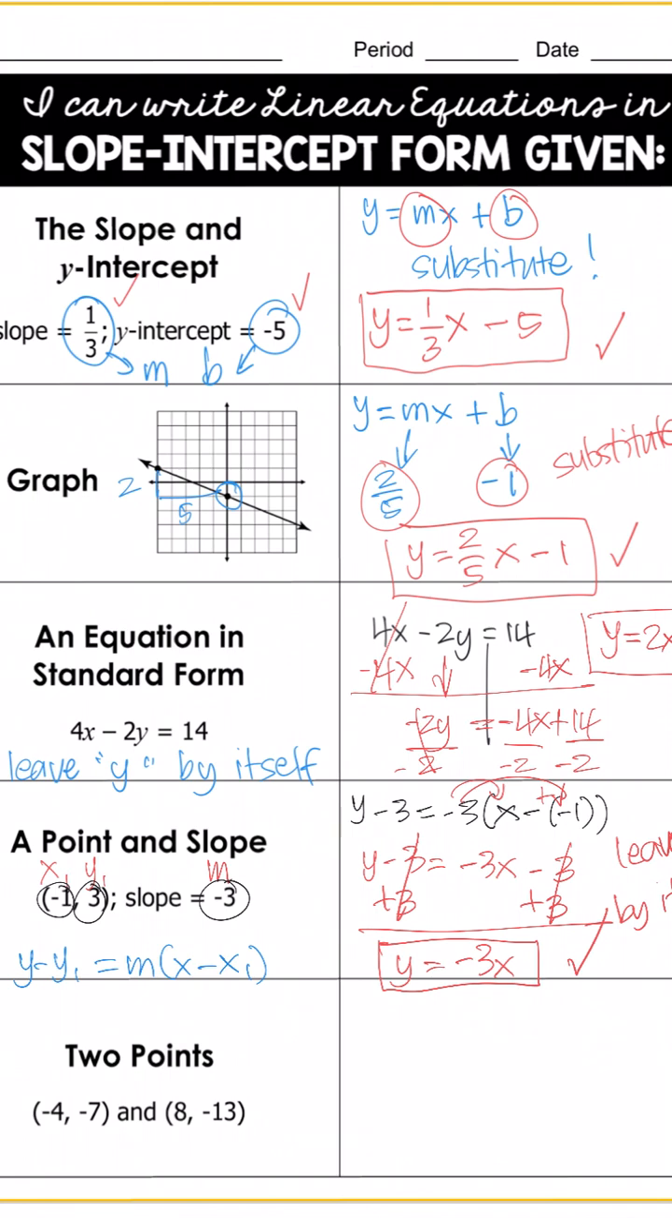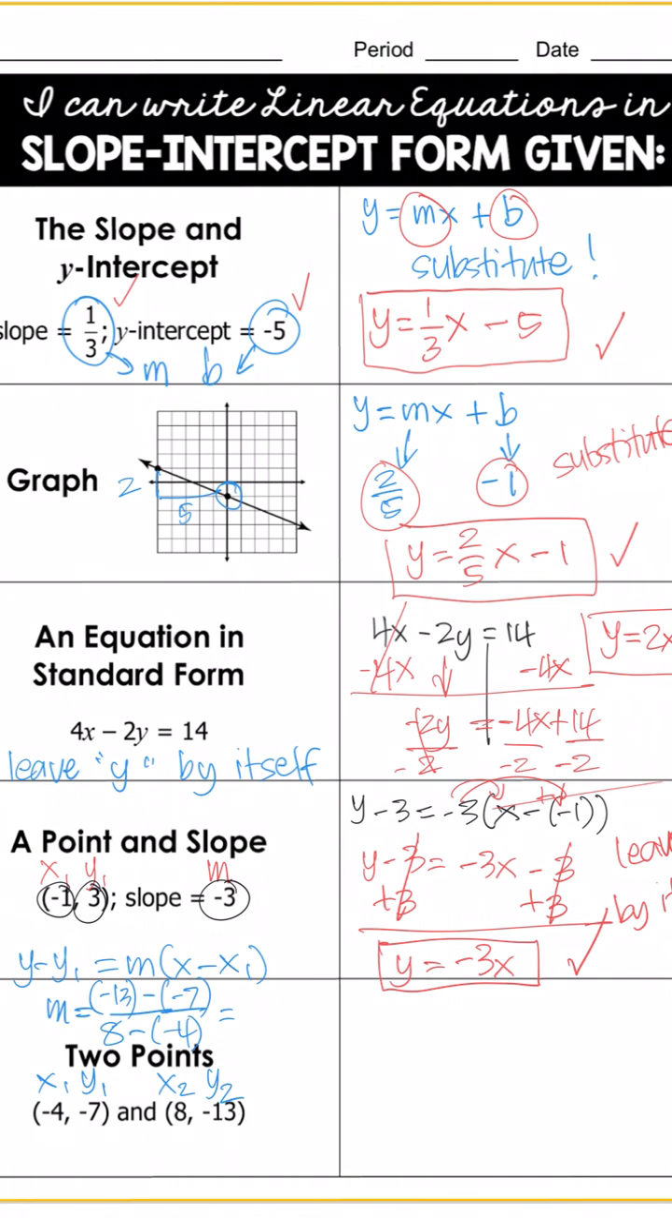And finally, given 2 points, we have negative 4 comma negative 7 and 8 comma negative 13. So like, the three checkpoints. Checkpoint 1 is to label our points, x1 y1, x2 y2. So we're going to use the formula m equals y2 minus y1 all over x2 minus x1. Our y2 is negative 13, our y1 is negative 7, and then on the bottom we have x2 of 8 and x1 of negative 4.